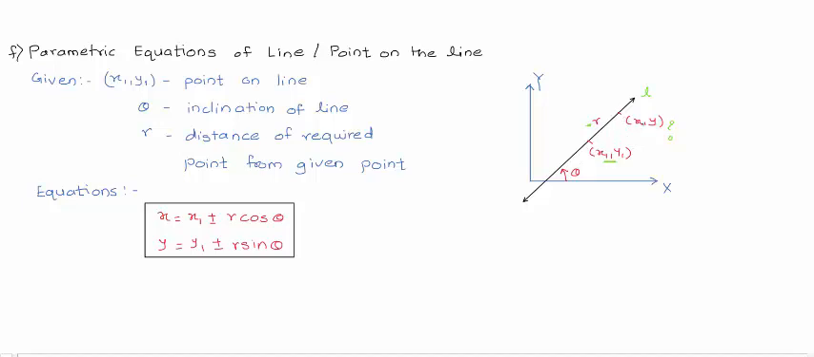Then this x and y can be obtained using parametric equations. So x is given by x1 plus or minus r cos theta and y is given by y1 plus or minus r sin theta. Now students, if you look at these two formulae, here x and y can be obtained. What is x and y? It is a point on the line at a desired distance r from the given point. Okay, so parametric equations are the only equations used to find a point on the line at a desired distance.